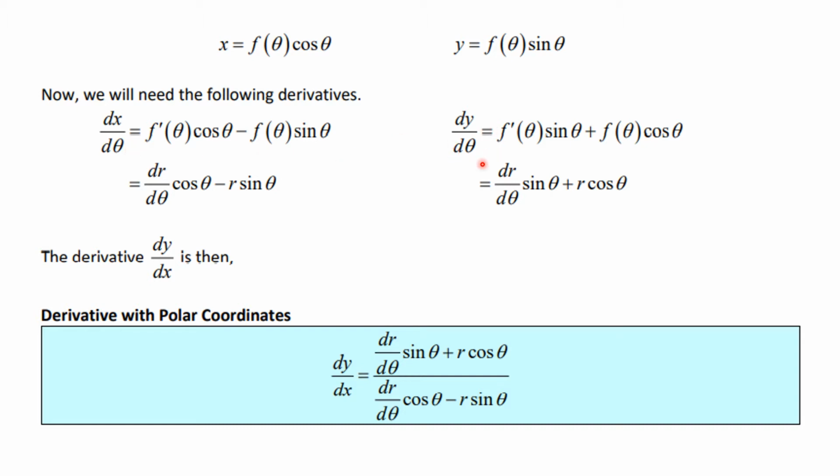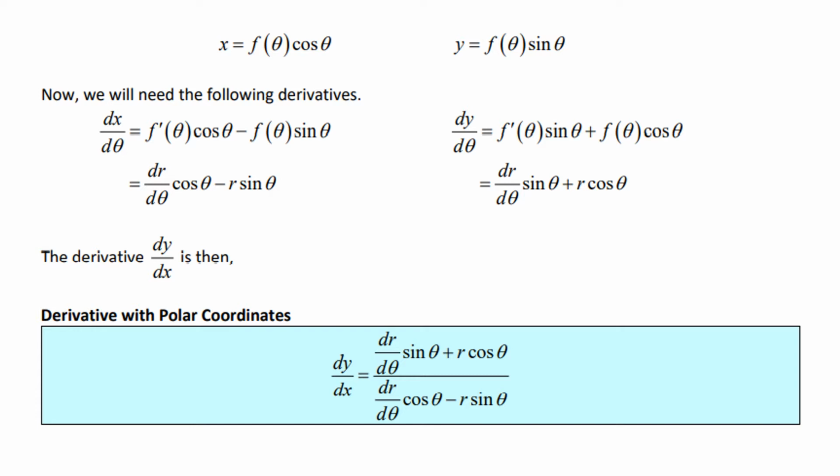dy d theta is equal to, again, it's a product, so it's the derivative of the first times the second plus the first times the derivative of the second. And another way to write f prime of theta, because we said that r was f of theta, is dr d theta, and dr d theta here. So you see we have these two equations. But from before, we knew that to get the derivative with respect to x when we had parametric equations with theta as the parameter, we can go dy d theta divided by dx d theta, assuming this isn't equal to 0. So the derivative dy dx is then this.